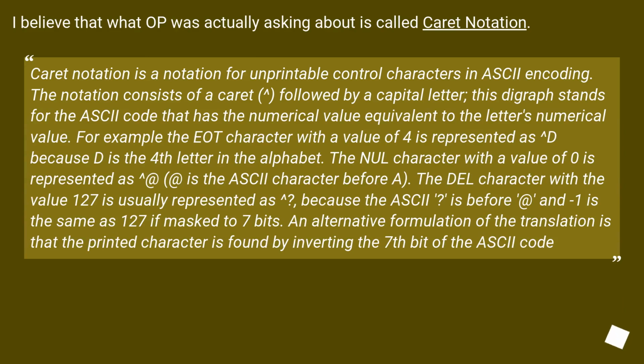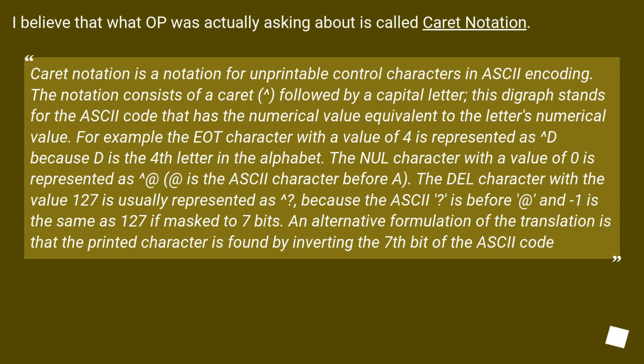I believe that what OP was actually asking about is called caret notation. Caret notation is a notation for unprintable control characters in ASCII encoding. The notation consists of a caret, followed by a capital letter. This digraph stands for the ASCII code that has the numerical value equivalent to the letter's numerical value.